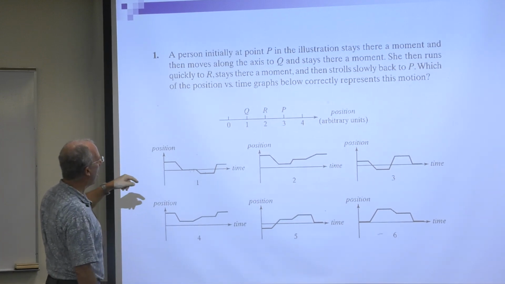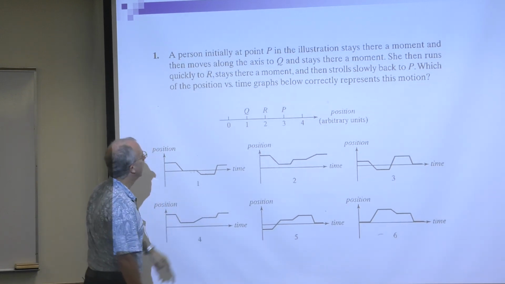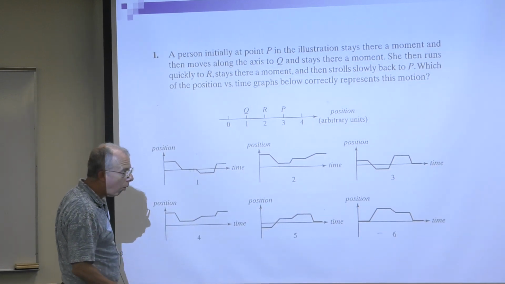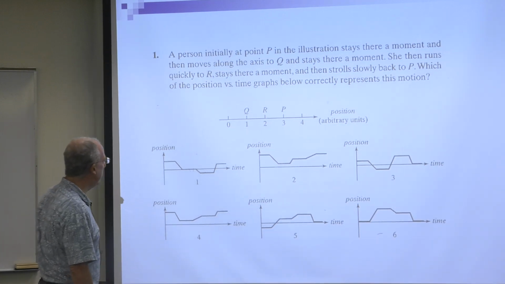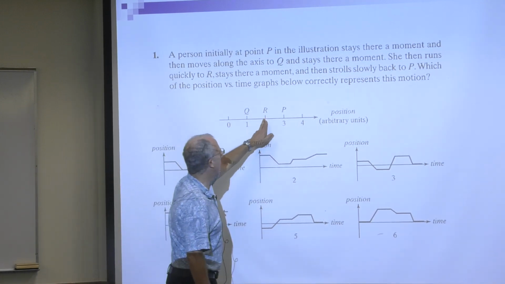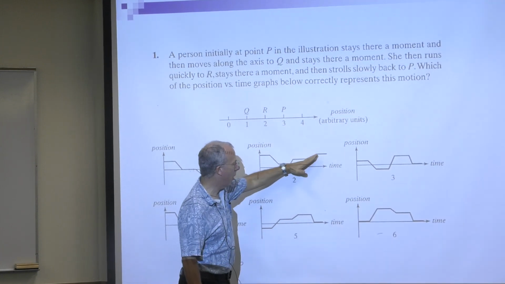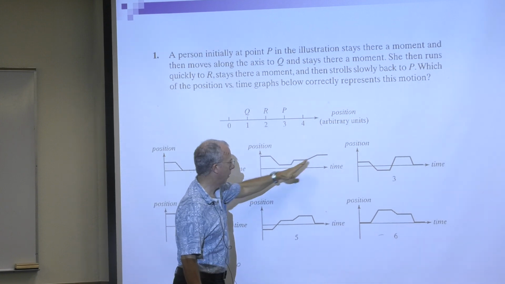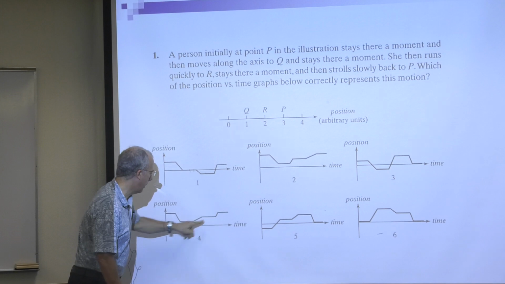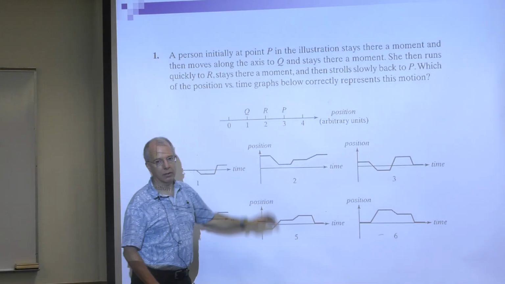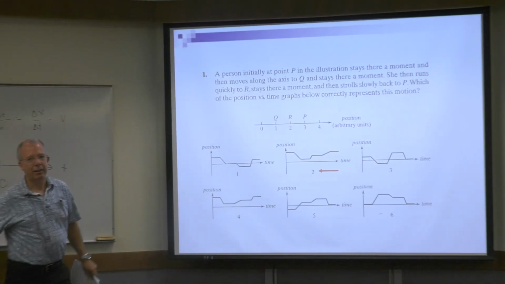So we run quickly to R, stay there a moment. And then we stroll, which means walk super slowly, stroll slowly back to P. So we're at R, then we go back to P, so we're moving positive. So this is kind of small velocity compared to this one, right? Or small speed compared to here. But here, this is a larger speed compared to here. So this is the answer. Make sure you understand that.